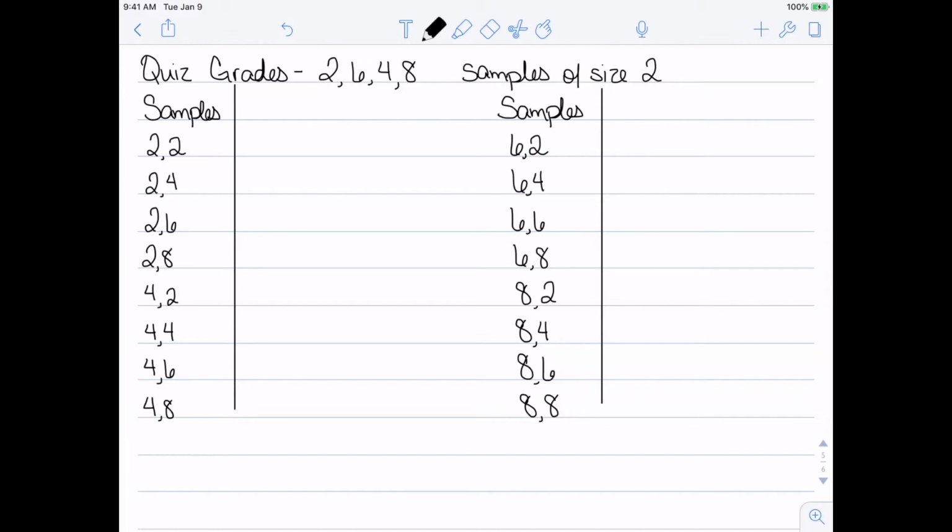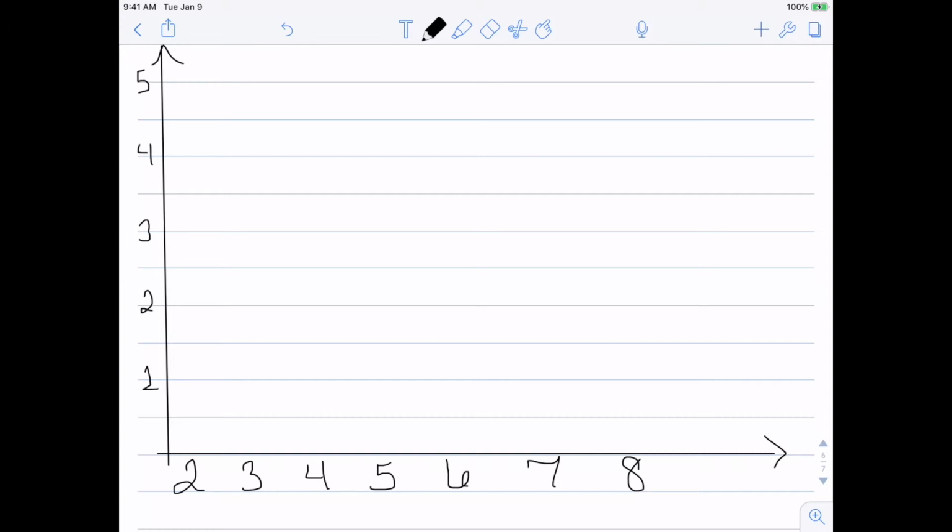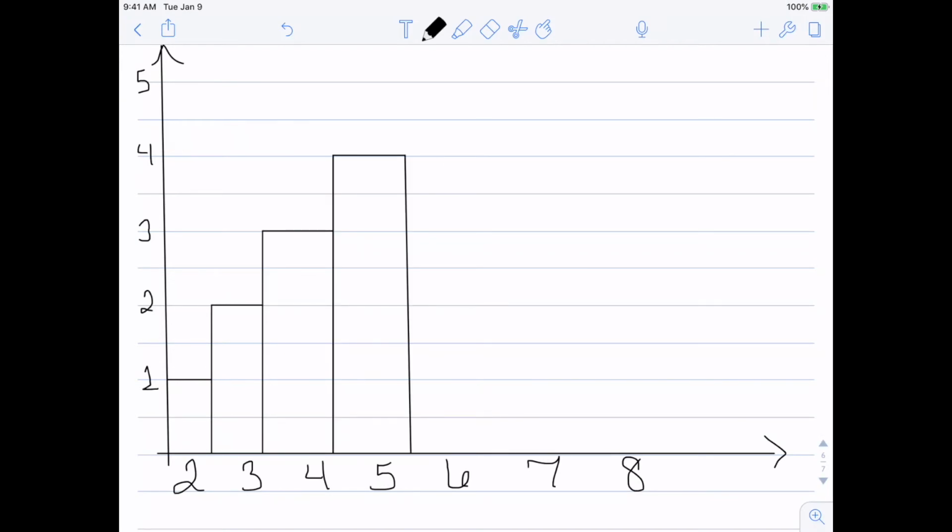So here are all the possible samples of size 2. We can get 2, 2, 2, 4, 2, 6, 2, 8, etc. The second step was then to find the mean of each of these. So now I have all of the means of each of these samples. The next thing we want to do is build a histogram. We can go back and look at our table and see that there is one sample that has a mean of 2, 2 samples that have a mean of 3, 3 samples that have a mean of 4, 4 samples that have a mean of 5, 3 samples that have a mean of 6, 2 samples that have a mean of 7, and finally 1 sample that has a mean of 8.